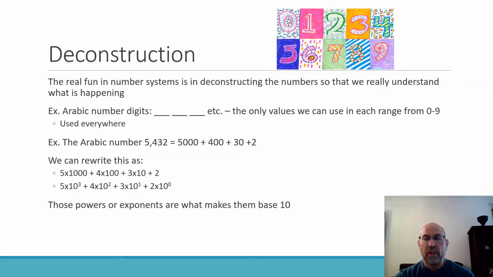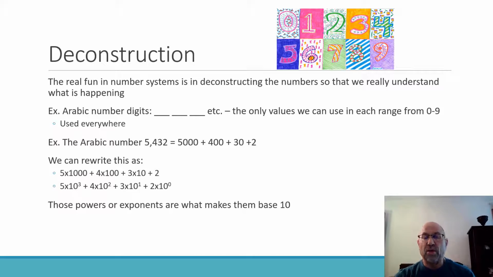We're going to use the number 5,432. Now, we know that this has got a bunch of digits. And in each one of those digits, the only allowable values are 0 to 9. So that's what you are limited to in your digits. So we've got 4 digits here, and we've got a couple of ways that we can rewrite or deconstruct this number. We know that it is 5,000 plus 400 plus 30 plus 2, or 5 times 1,000, 4 times 100, and then 3 times 10, and then 2 times 1.